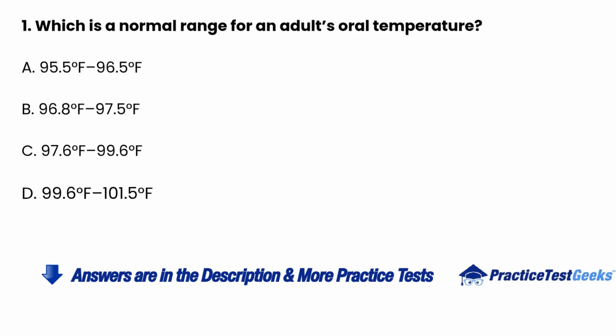1. Which is a normal range for an adult's oral temperature? A. 95.5 to 96.5 degrees Fahrenheit. B. 96.8 to 97.5 degrees Fahrenheit. C. 97.6 to 99.6 degrees Fahrenheit. D. 99.6 to 101.5 degrees Fahrenheit.